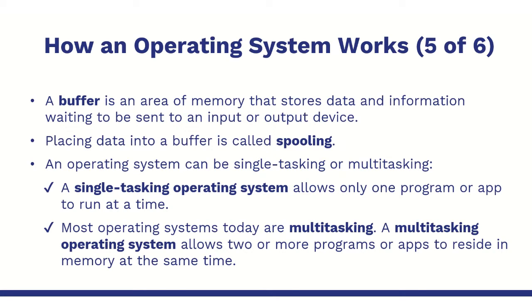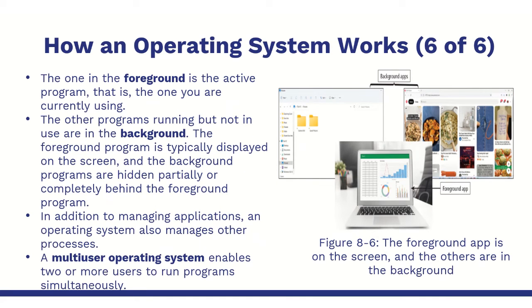An operating system can be single tasking or multitasking. A single tasking system allows only one program or application to run at a time. Most operating systems today are multitasking. A multitasking operating system allows two or more programs or applications to reside in memory at the same time. The one in the foreground is the active program.